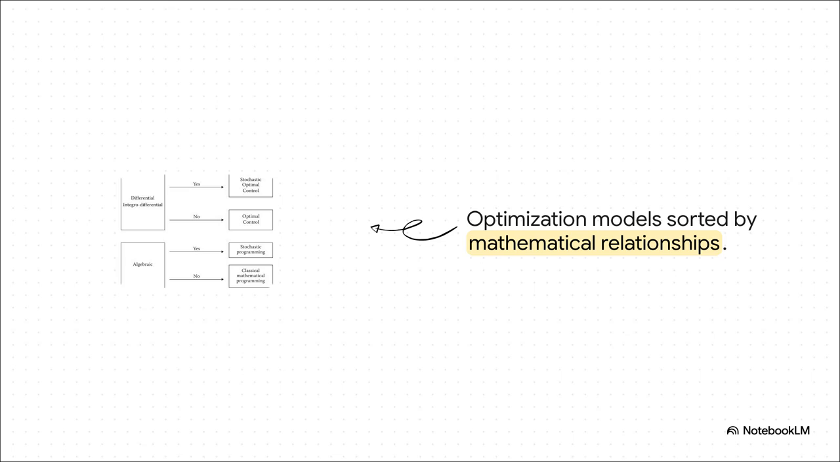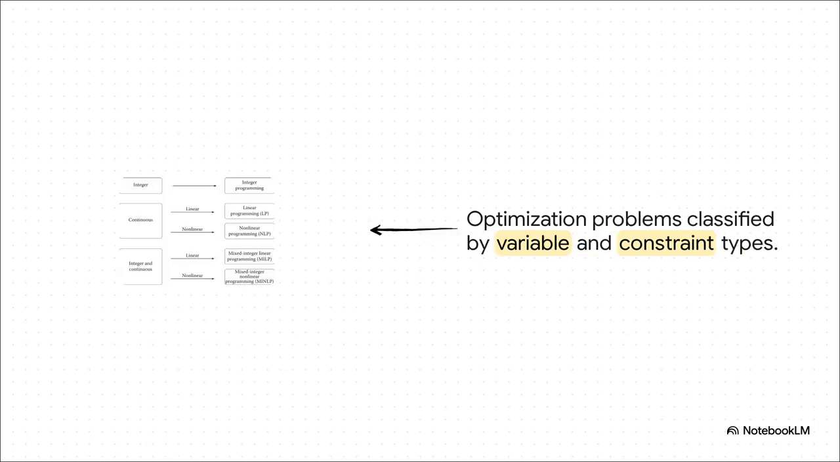But definitely notice that secondary split there, uncertainties. If you introduce any uncertainty or randomness into your model, it becomes stochastic. If there are no uncertainties, it remains deterministic or classical. And we can drill down even further based on the exact types of variables and constraints we're using.